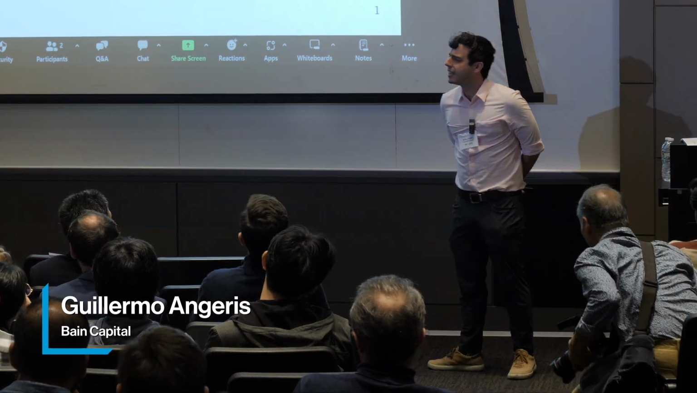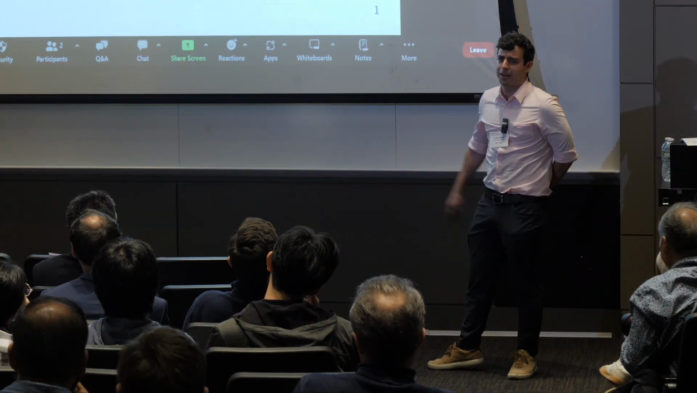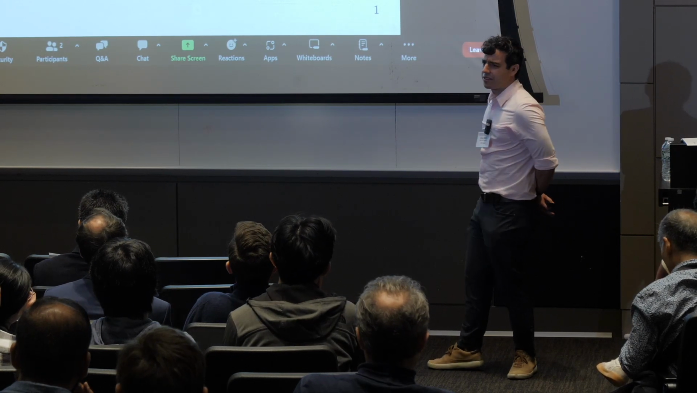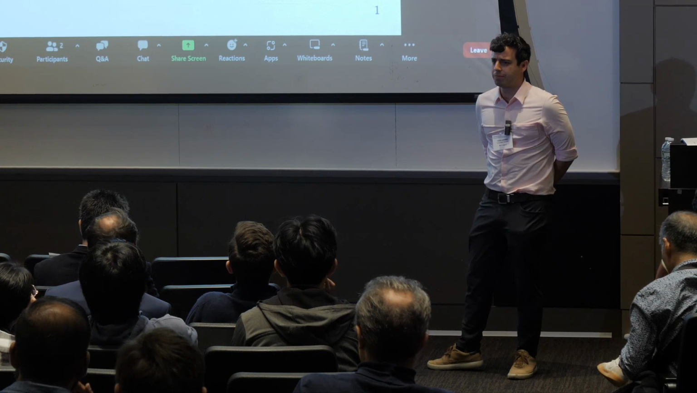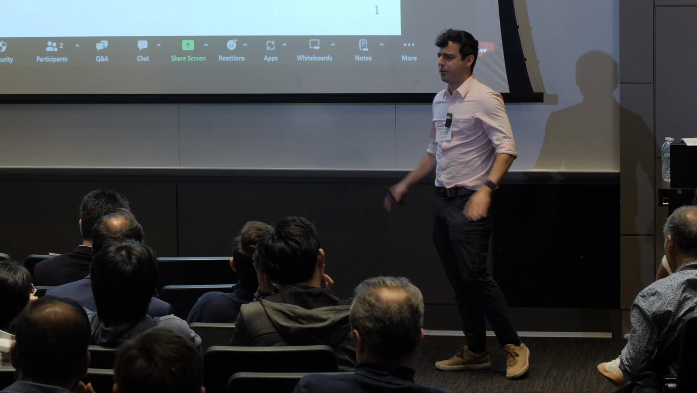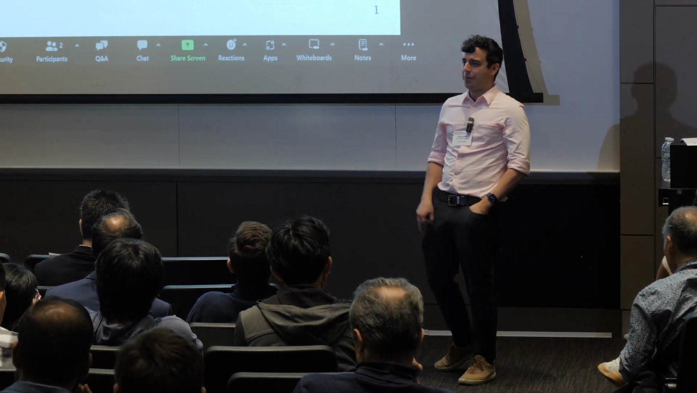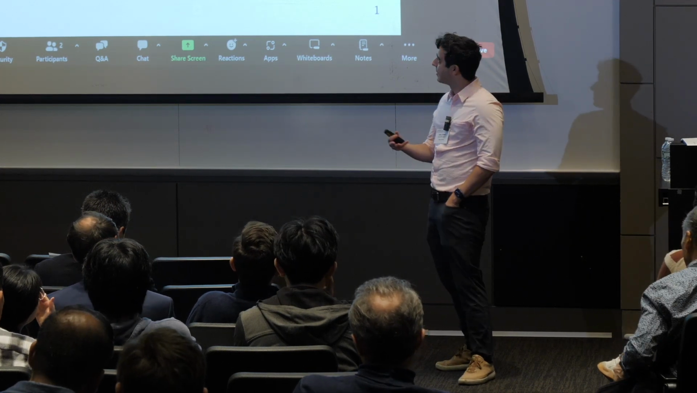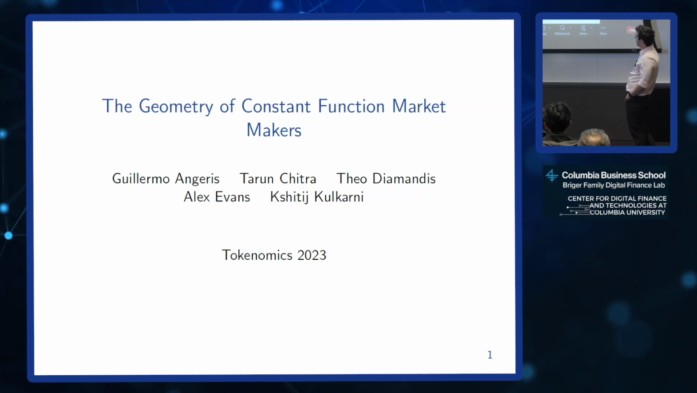This paper is a bit weird. Constant function market makers, I guess, now there's probably not that much of an intro needed, but this paper essentially takes a totally different perspective on constant function market makers, which is purely a geometric one. Which is probably a bit alien to most of us, considering these algebraic representations and things like that. So this is joint work with the usual suspects, Tarun, Theo, Alex, and Shitij.